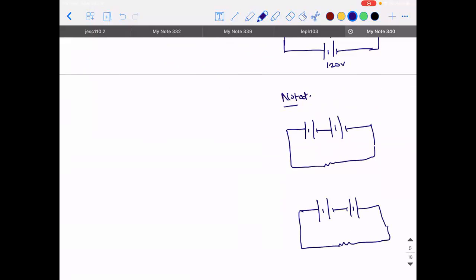Now listen to this. These two cells are of EMF E1 and E2. These two cells are also of EMF E1 and E2. In the first case, what type of connection is established? How are the cells connected in the first case? Negative is connected to positive. So can I call it a series connection where E1 and E2 will get added? What is going to be the equivalent EMF? It is going to be E1 plus E2.